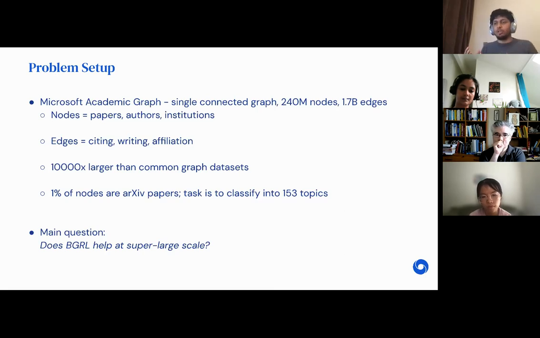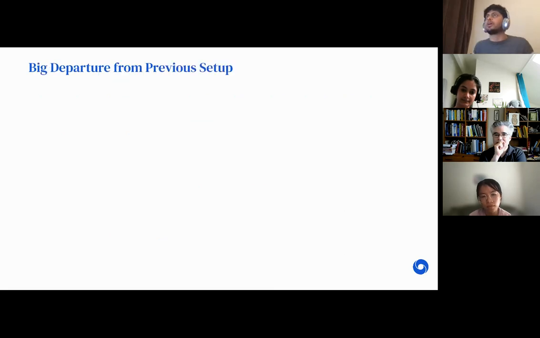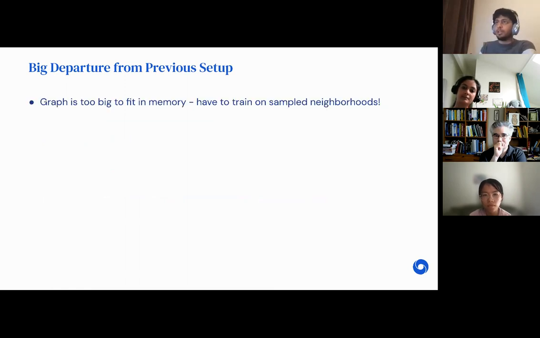Our main question and motivation is, does BGRL help at the super large scale? Because this really was an unprecedented scale we were dealing with. And it's important to note that this is a big departure from our previous setup. For one thing, the graph is way too big to fit completely in memory. Earlier we had the entire graph on GPU and each training update step was a gradient step on the entire graph. But now we have to train on subsampled neighborhoods. So maybe this makes the loss less stable.